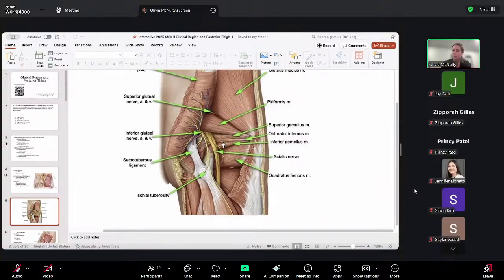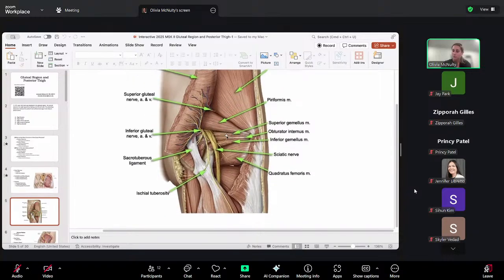Right under the piriformis, you have these three muscles. This top one is your superior gemellus, then obturator internus, and then below that the inferior gemellus, and we call that the gemelli sandwich. All of these also have their own named nerves: nerve to superior gemellus, nerve to obturator internus, nerve to inferior gemellus. Same with quadratus femoris, which is even below that.